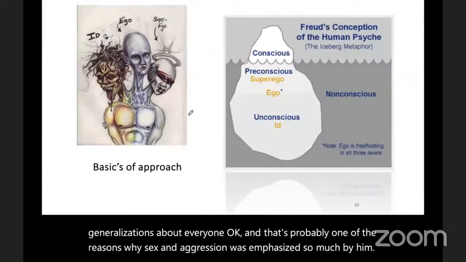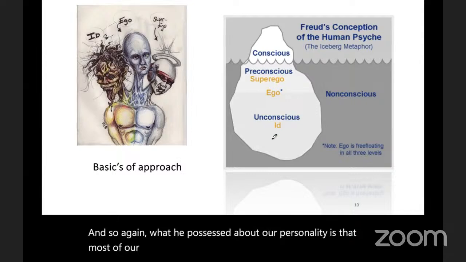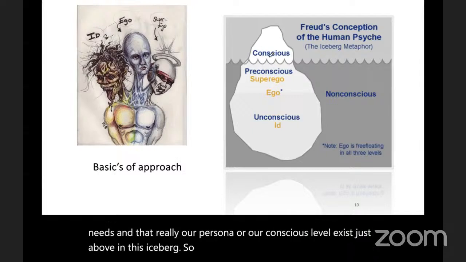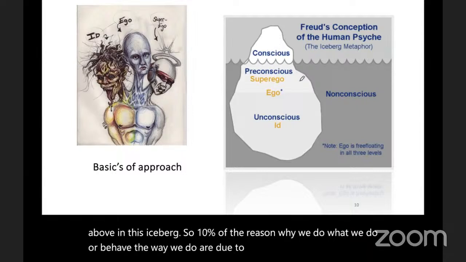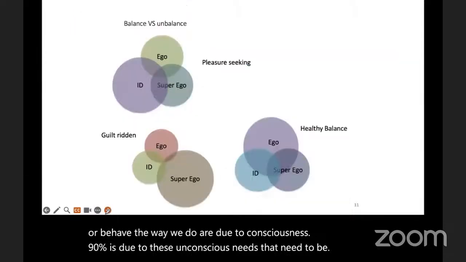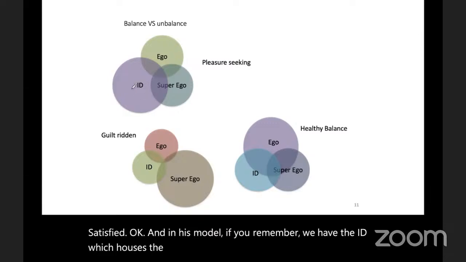Okay. And that's probably one of the reasons why sex and aggression was emphasized so much by him. And so again, what he posited about our personality is that most of our personality is driven by our unconscious desires and needs, and that our persona or our conscious level exists just above in this iceberg. So 10% of the reason why we do what we do or behave the way we do is due to consciousness. 90% is due to these unconscious needs that need to be satisfied.